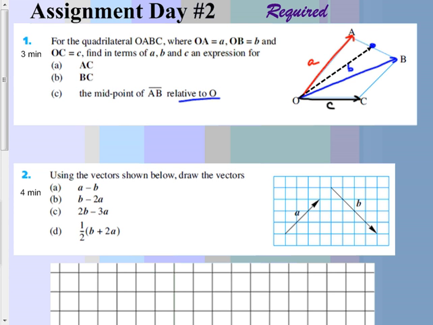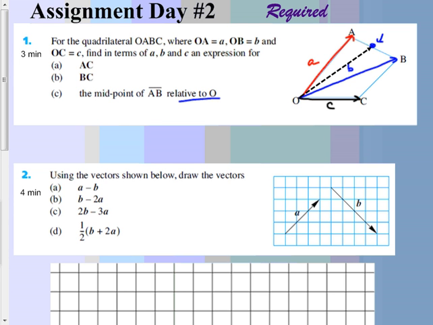Would you agree that it's kind of like going from A to B, except you don't go quite that far, you don't go as far to get to this dot. So that's half of the distance from A to B. Let's just figure that out. What is half of the distance from A to B? Well, what's the distance from A to B?